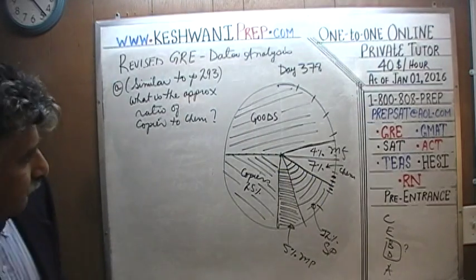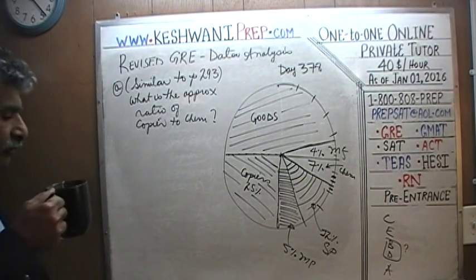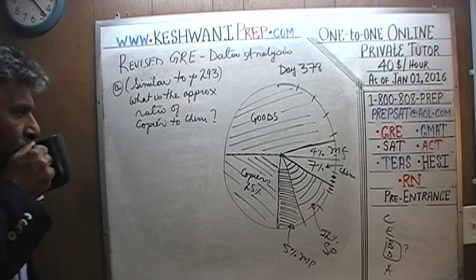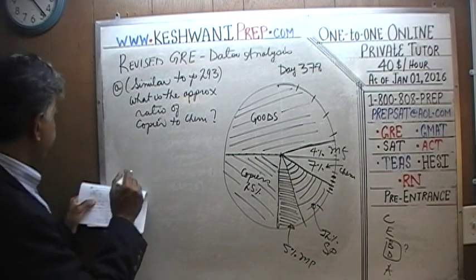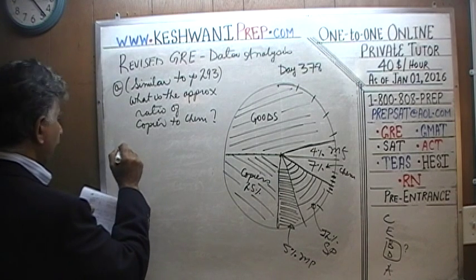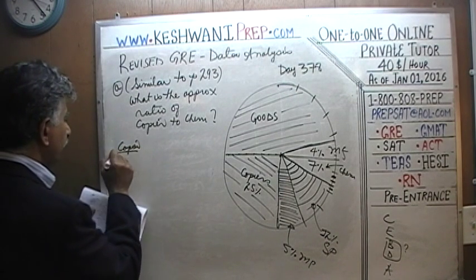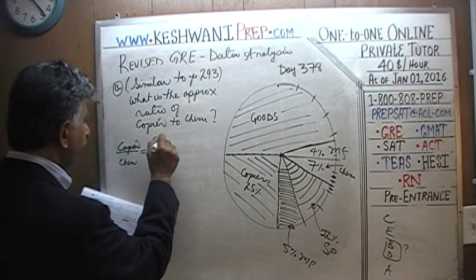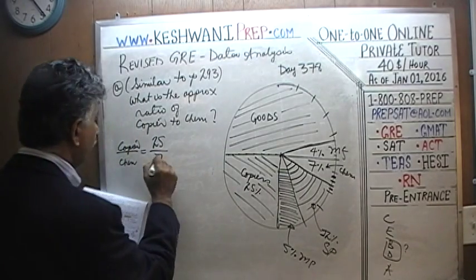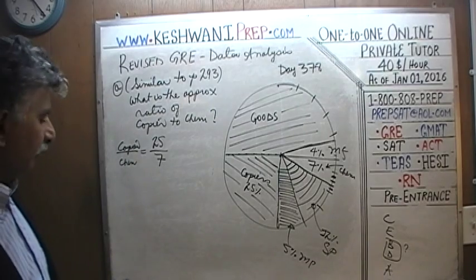Here we go. Ratio of copiers to chemicals is what they're looking for. And they're looking for approximate ratio. That's the key word here. So, copier to chemical. Copier, we can clearly see, is 25. Chemical, we can see, is 7. The question is, what can we possibly do with this in terms of ratio?